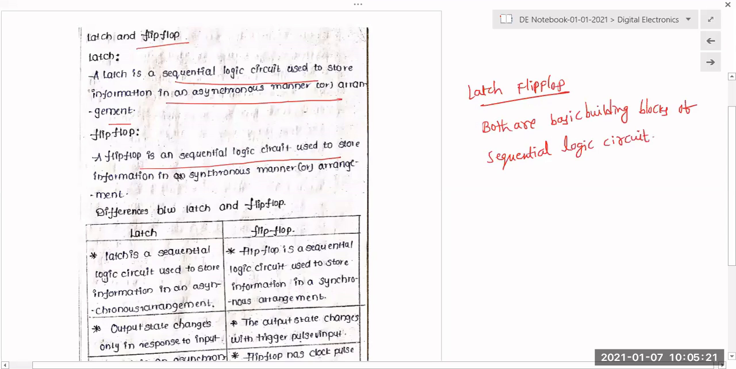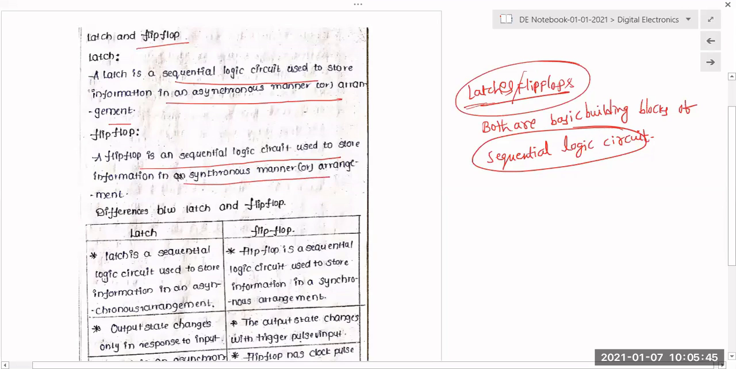In case of combinational logic circuits, the basic building blocks are gates. That may be basic gates, advanced gates, universal gates, anything. But the basic building blocks of sequential logic circuits are latches and flip-flops. These both are the basic building blocks for designing any sequential logic circuits. A flip-flop is a sequential logic circuit used to store the information in synchronous manner or arrangement. So what are the differences between latches and flip-flops?